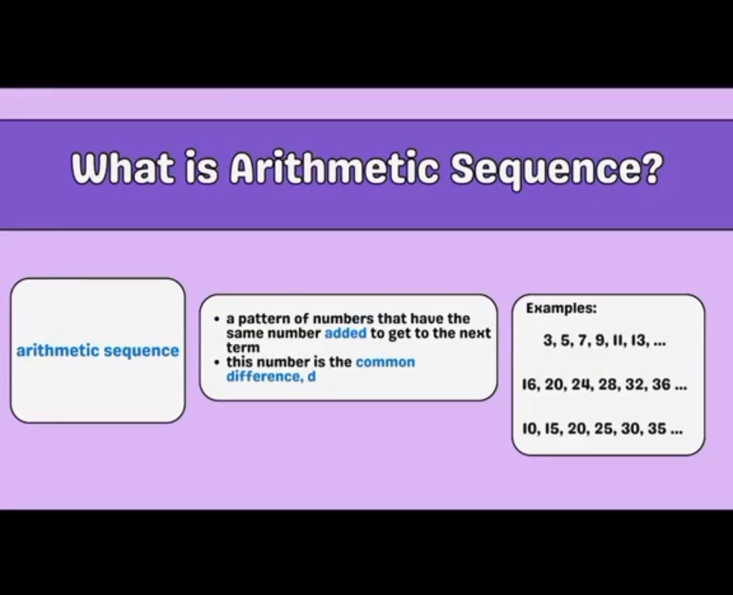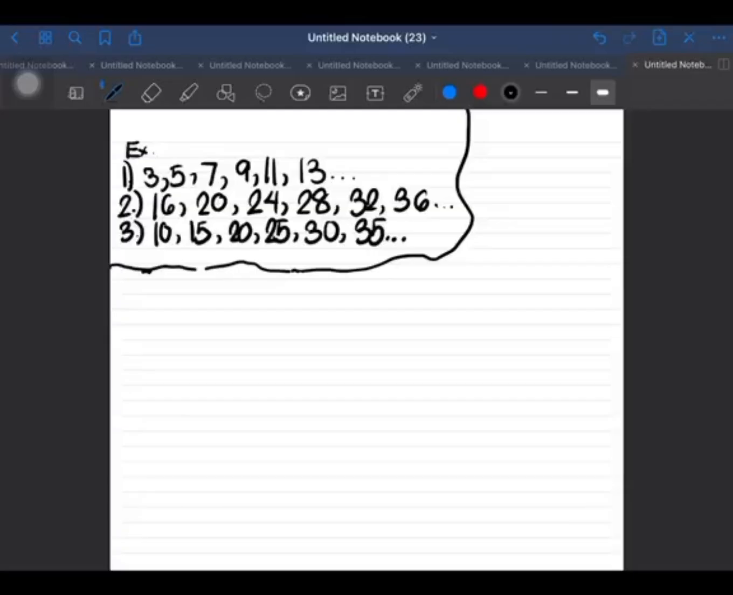First is 3, 5, 7, 9, 11, 13. The second one is 16, 20, 24, 28, 32, 36. And the third one is 10, 15, 20, 25, 30, 35. So do you know what our common difference is in these examples? If not, then I'll show you how to get our common difference. So these were the three examples that were given, and we will find the common difference.